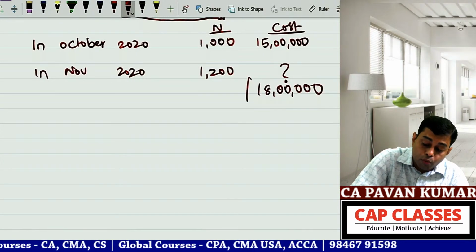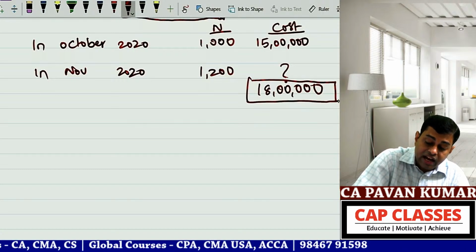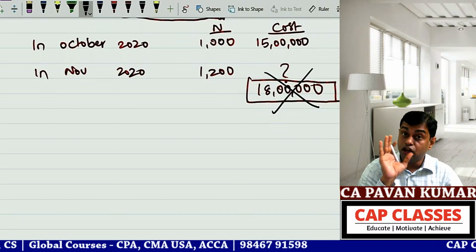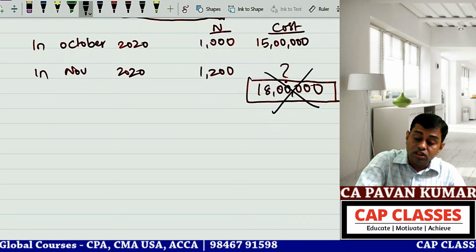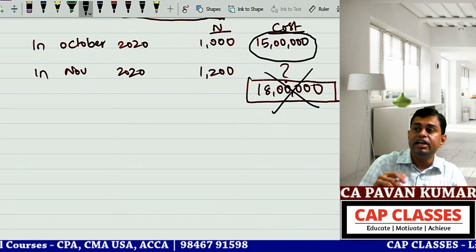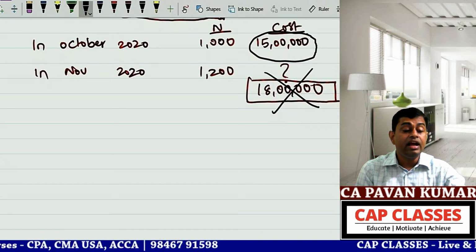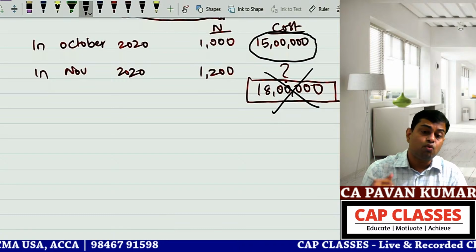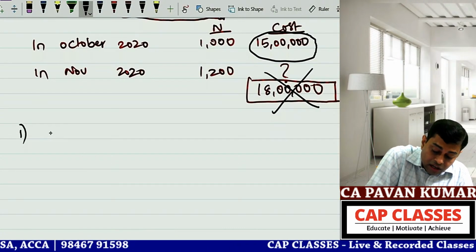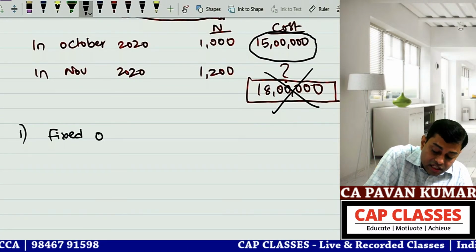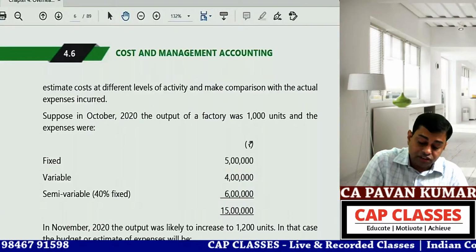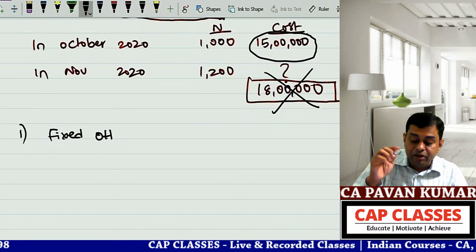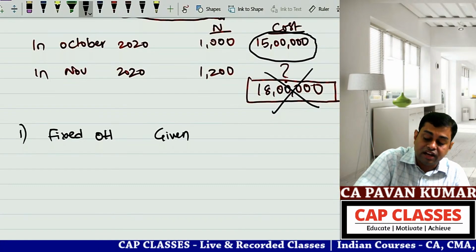But if you budget your overheads with 18 lakhs, my dear friend, it is a mistake. It will not be 18 lakhs because these overheads are classified into 3 parts. What are they? Variable, fixed and semi-variable. So 18 lakhs is the wrong answer. What is the correct answer? One, fixed overheads. Fixed overheads given in the question: for 1000 units it is 5 lakhs. For 1200 also it will be 5 lakhs only. Given, no change, 5 lakhs.